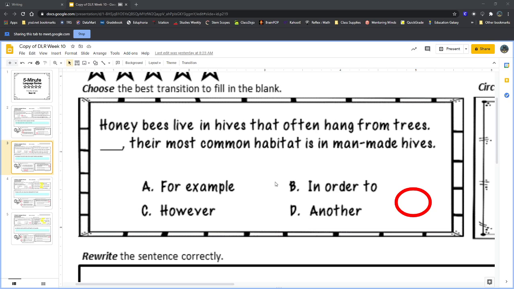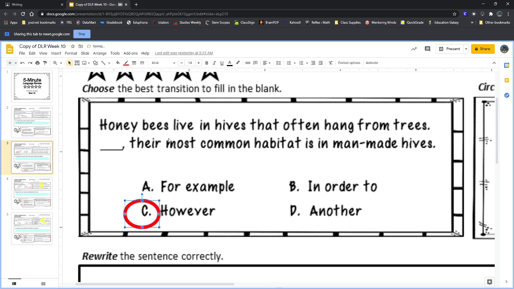Ezekiel, what do you think? However, let's try it. Honeybees live in hives that often hang from trees. However, their most common habitat is in man-made hives. That one I think works better because we're showing an opposite. Normally, bees live in hives that hang off the trees, but the place where they most commonly live is in hives that people make. So they'll make the big boxes and they'll have the bees in there. I think answer choice C works better for transitioning between these two sentences.